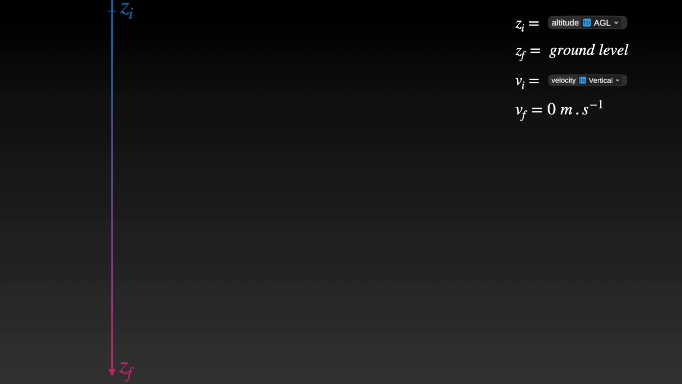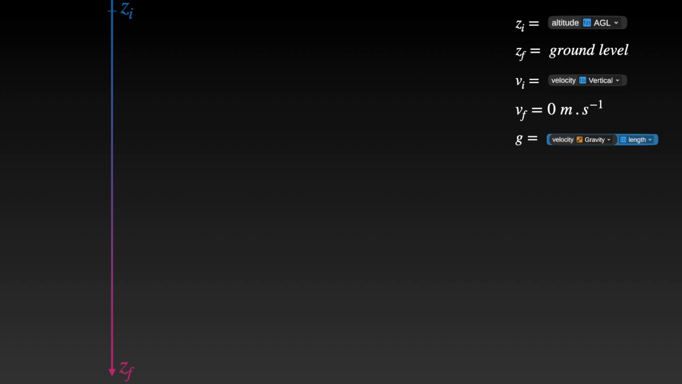Our initial z position will be the altitude AGL. Our final z position will be the ground level. Our initial velocity will be the velocity vertical. Our final velocity will be equal to 0, because we want to land. We're also going to use the gravity g, which we can calculate with the game block velocity gravity, and we're going to use the length block to get the value of this vector.